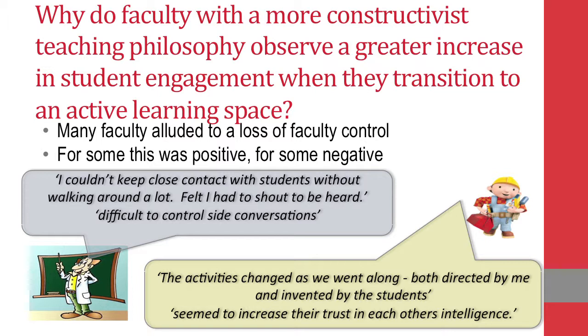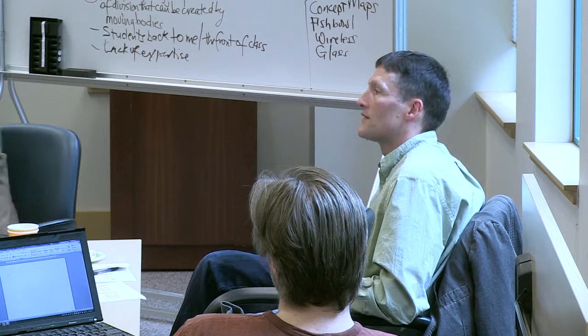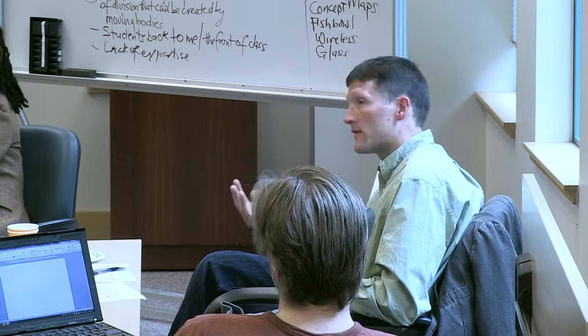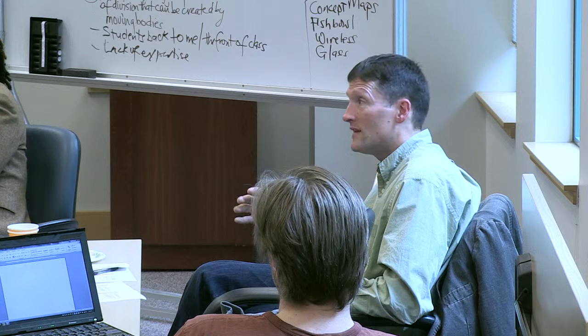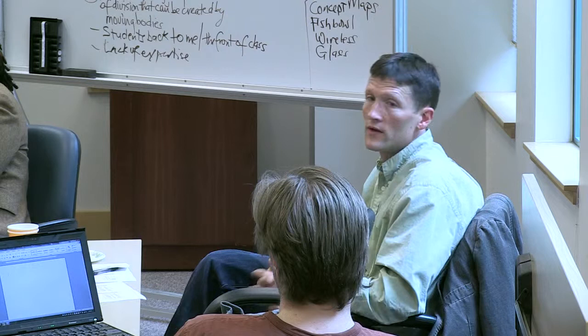I really like this last piece, in which the faculty person said they felt like the classroom seemed to increase the trust in each other's intelligence. So one hypothesis, which we haven't really tested yet, is that in order to reap the benefits of the active learning classroom, it's important to see that loss of control, or that giving over of control to the students, and to see the positive pieces that can come out of giving over that control. So that was one of our take home thoughts.